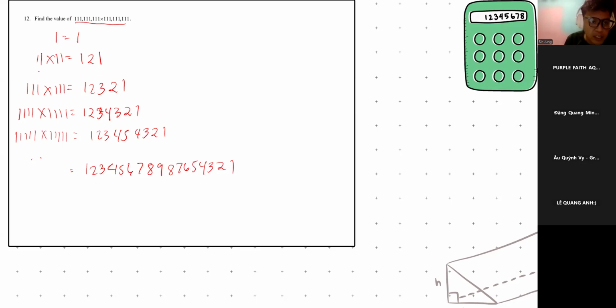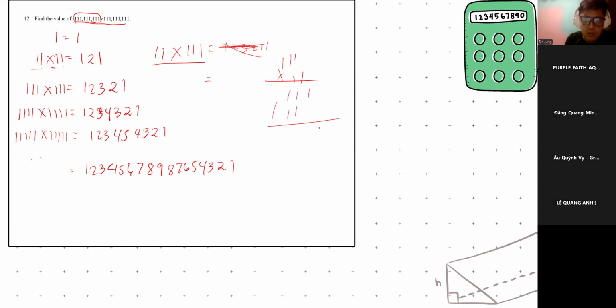So note that this only works if they have the same number of 1s, okay? So if let's say we have 11 times 111, that would not be equal to 12321. Okay? That is not the same. This only works if they have the same number of 1s. Yes, ascending number first, then descending combined. What if the numbers of 1s is not the same? Yes, if they don't have the same number of 1s, you solve it manually. So for this one, 11 times 111, you solve it manually. That's equal to 1221, right? Solve it manually.